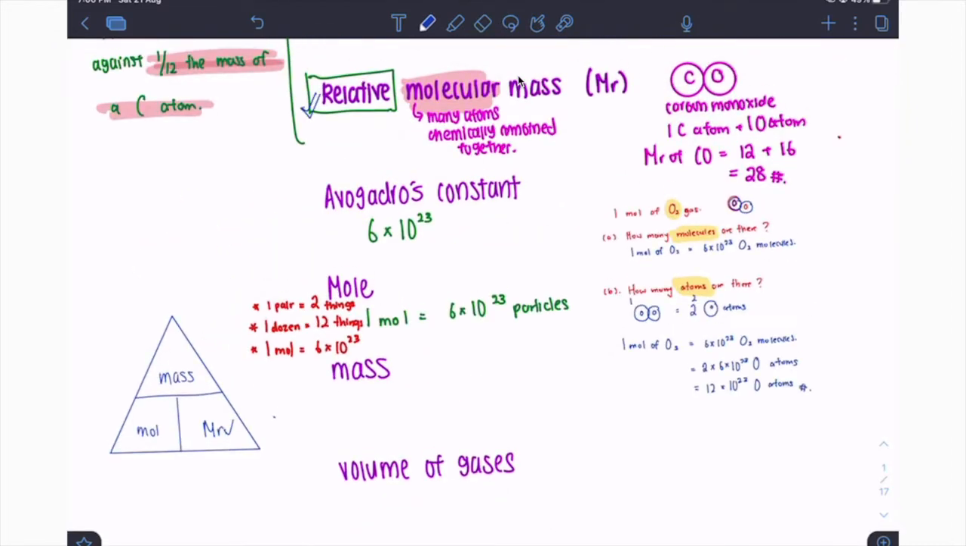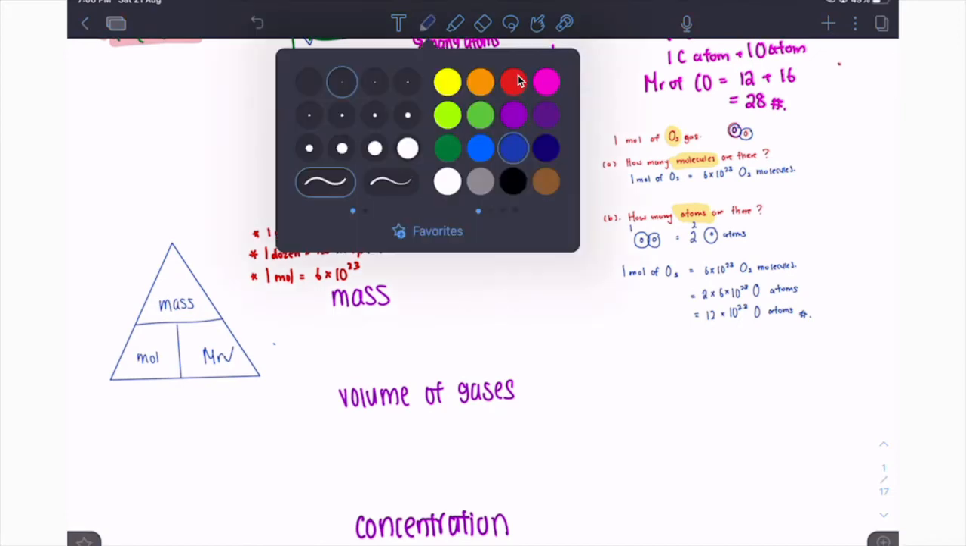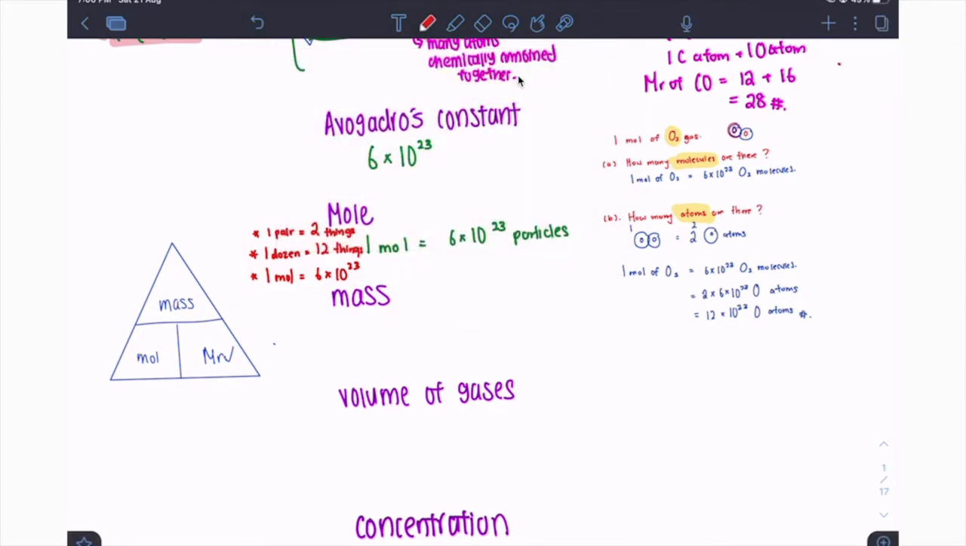Okay. So same thing, if I have 1 mole of oxygen, I'm just going to extend this question. So I have 1 mole of oxygen gas. Then can I ask you, what is the mass of this oxygen gas?